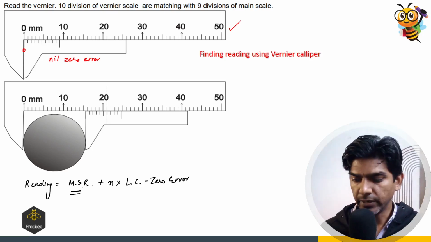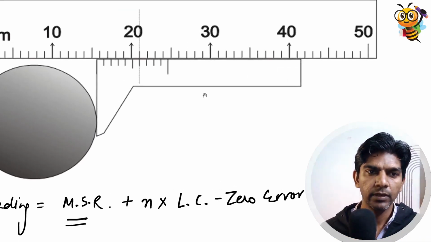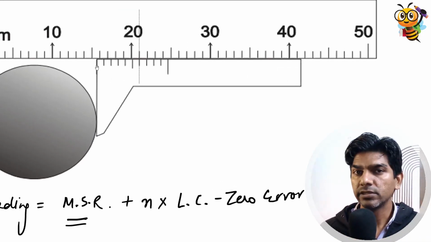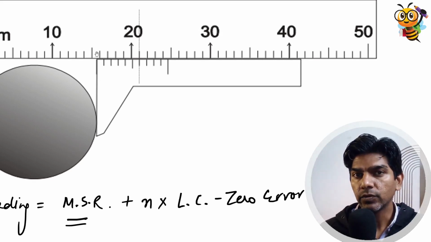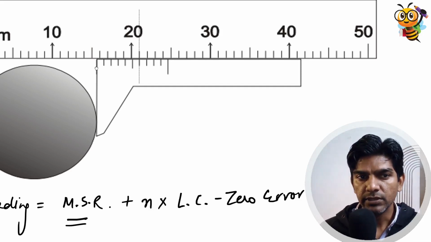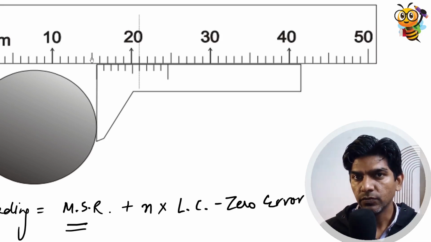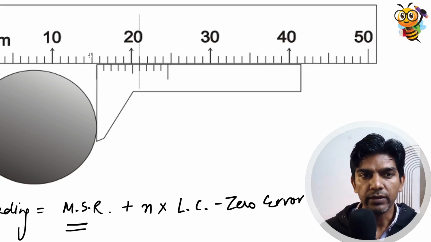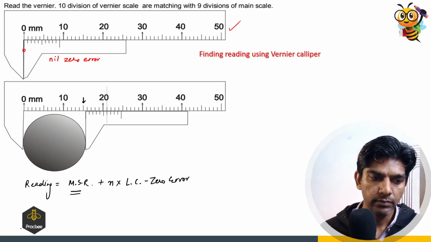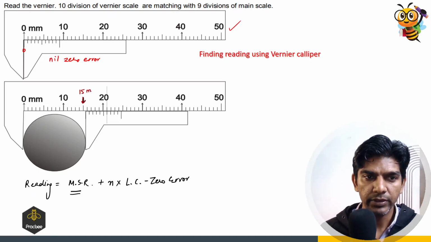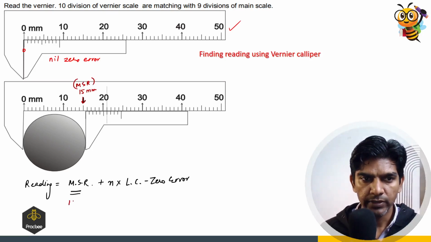So what is main scale reading? If you look at this, this is the 0 of the Vernier scale. The main scale reading is the reading on the main scale which is just to the left of the 0 of the Vernier scale. So the reading to the left of 0 of the Vernier scale is 15, right? Let me show it with red color. So this reading will be 15 millimeters. So it is main scale reading, that will be 15 millimeter.